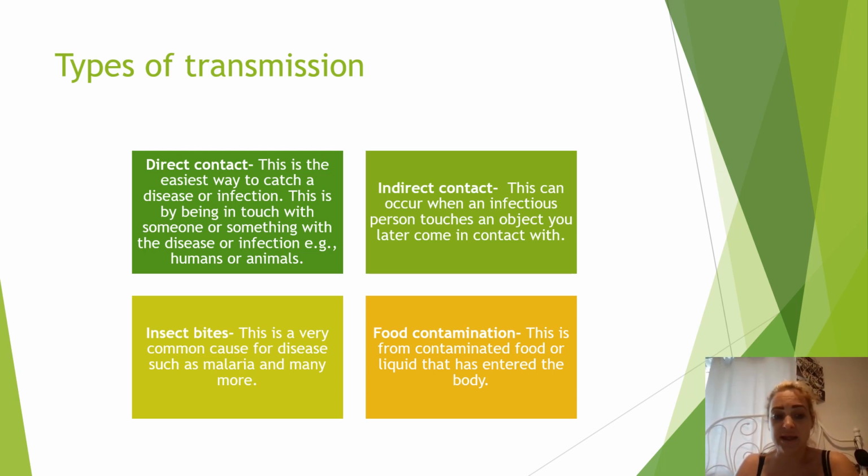Insect bites. This is a very common cause for diseases such as malaria, really prominent in countries like Africa, but there are many more diseases that can be caught from insects. Food contamination is one that a lot of people will come into contact with, and this is where you get food poisoning, and it is where the food or liquid enters your body, therefore contaminating it.